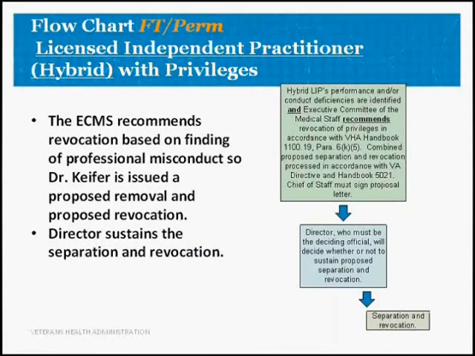In our case with Dr. Kiefer, the executive committee recommends a revocation finding on the professional misconduct. So Dr. Kiefer has proposed both a removal and a revocation, and the director sustains and separates.